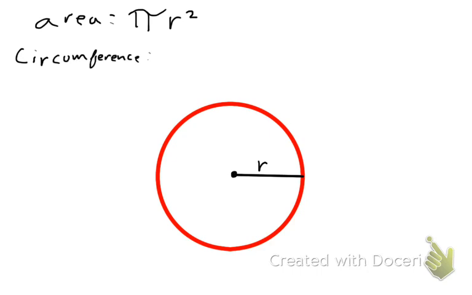The formula for the circumference is 2 pi r, 2 times the radius times pi. Knowing that 2 times the radius really is the same thing as the diameter, so it could be pi times the diameter. Both of those will be fine.